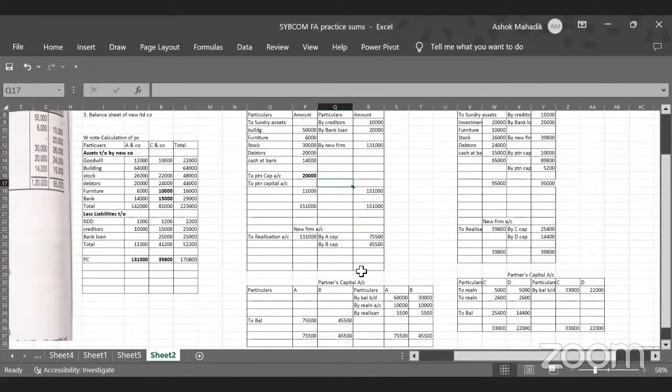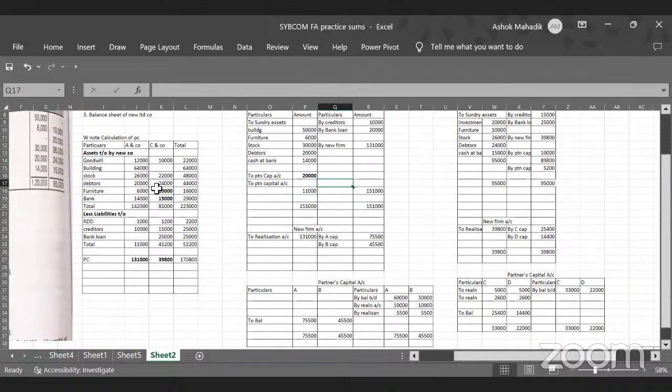Okay, we can see capital 60,000 done and 30,000 done. These two done. Then creditors 10,000, correct. Bank loan 20,000, correct. Okay, liability side done. Asset side, building 50,000, then 6,000, 30,000, 20,000 and 14,000. Okay, all the assets and liabilities posted correct.